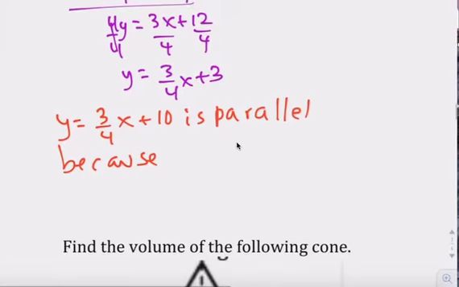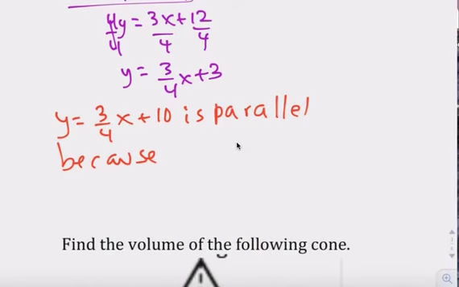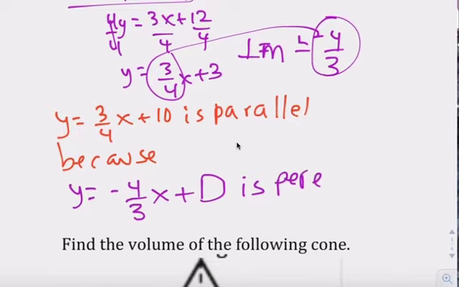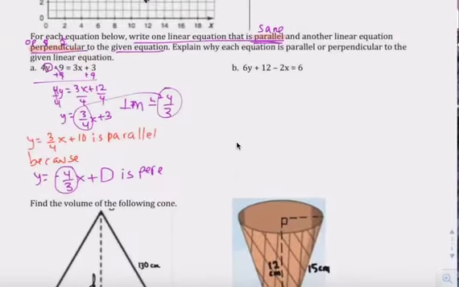And then perpendicular is opposite and reciprocal. The perpendicular slope is negative 4/3. So you need to use its opposite and reciprocal. So y equals negative 4/3 x minus or plus whatever you like, any other number, is perpendicular because the rate of change is opposite and reciprocal of the given rate of change. Okay, that's how you do that and explain it.